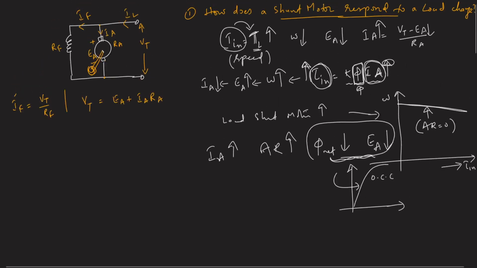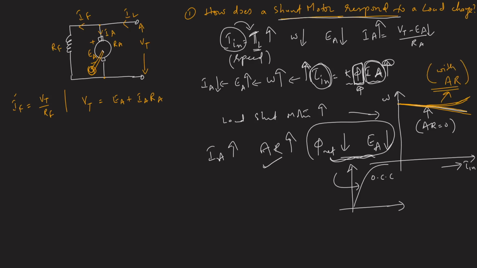This is how the shunt motor behaves. Now I have said with armature reaction, it has a curve like this, the speed versus torque curve. As torque increases, instead of having a straight drooping characteristic, the speed will rise a bit. Now this is with armature reaction.